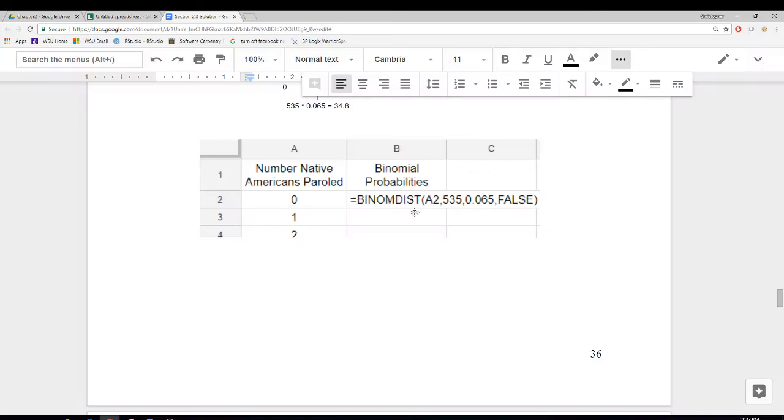Using the BINOM.DIST function here, hopefully we're getting more comfortable with how that works. I have A2, I have 535 as the number of trials, 0.065 is going to be the probability of a parolee being Native American, and then the quantity false there.